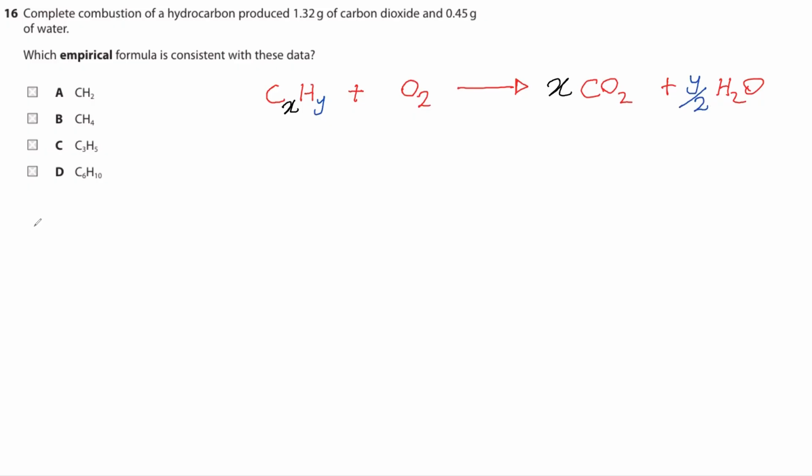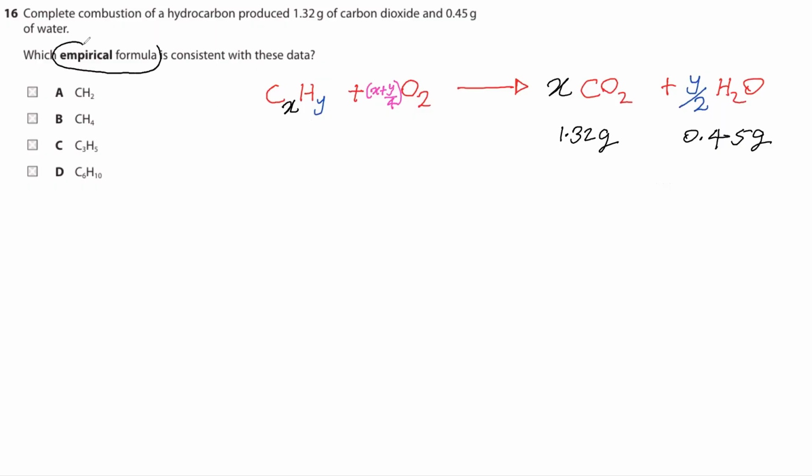If you do the same concept, you will find the number in front of oxygen is X plus Y divided by 4. You don't need to worry about that one at this point. Okay, so we burn the hydrocarbon. Now we have the balanced equation. CXHY gives us X CO2 and Y divided by 2 H2O. And the mass of each product is given. Mass of carbon dioxide produced is 1.32 grams. Mass of water produced is 0.45 grams.